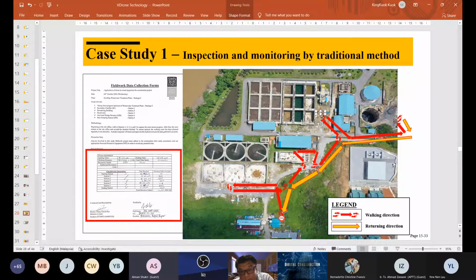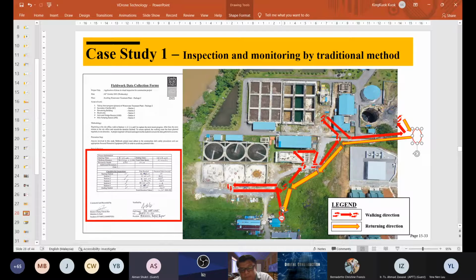Location number 4, and the last one is location number 5. Then after that, the drone will be returned to the original point. Okay. Then the time for this is not using the drone. This is using the physical inspection.